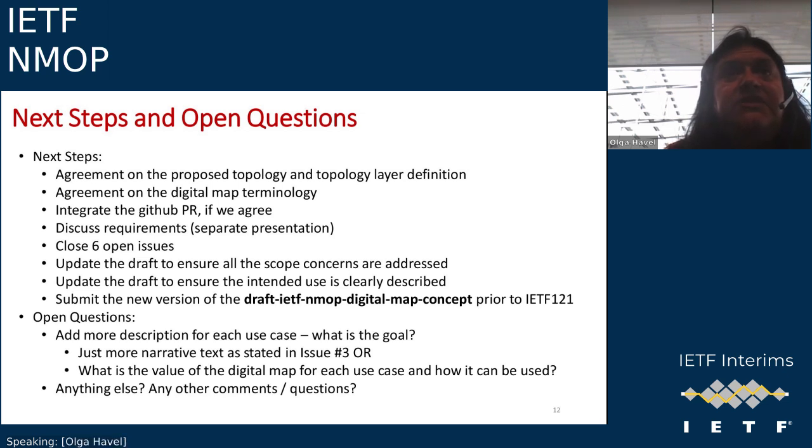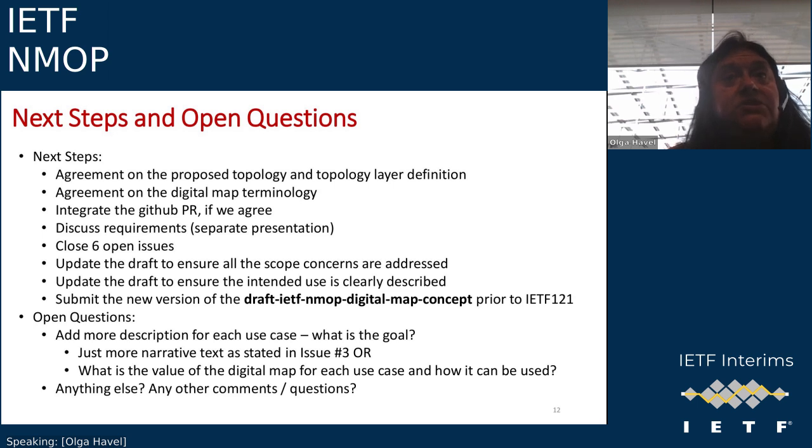So these are some of the next steps and open questions. If we can agree on the proposed terms and discuss them, we can move it to the mailing list and then integrate the PR when we agree. Discuss requirements. I have a separate presentation. We want to close these open issues, update the draft to ensure all the scope concerns are addressed and intended use is clearly described, and then submit a new version prior to IETF 121.